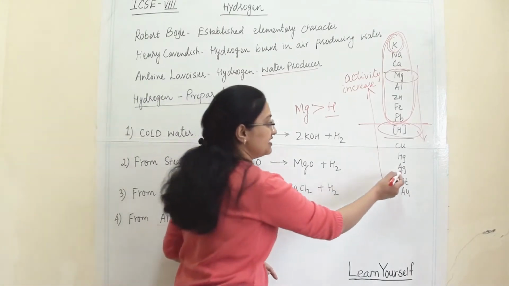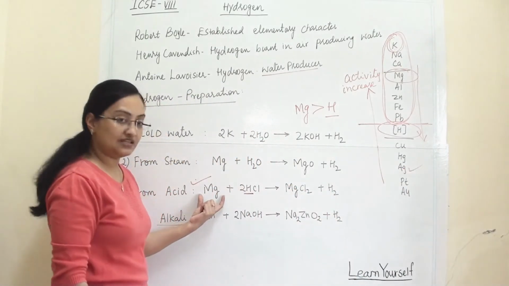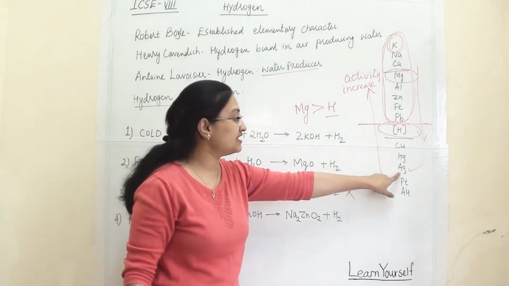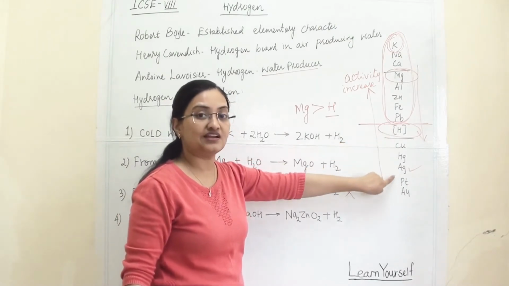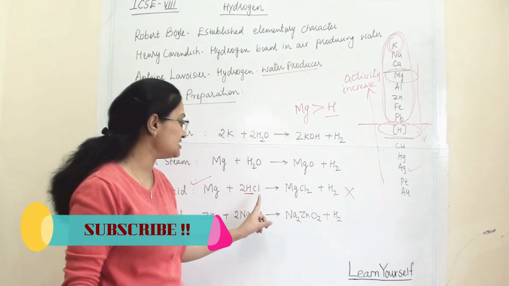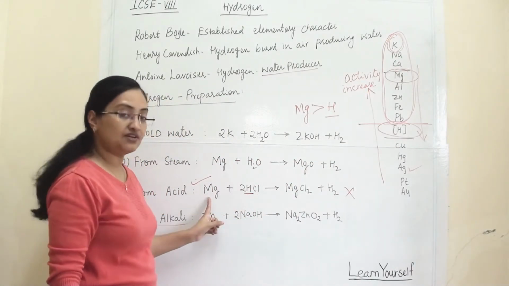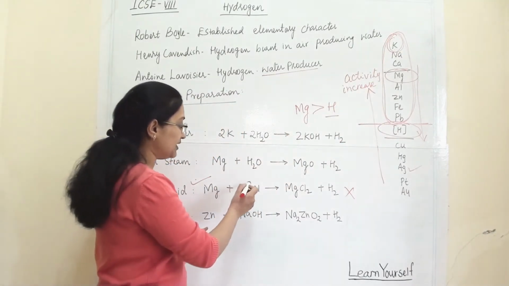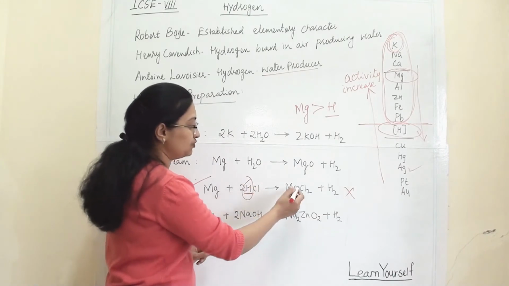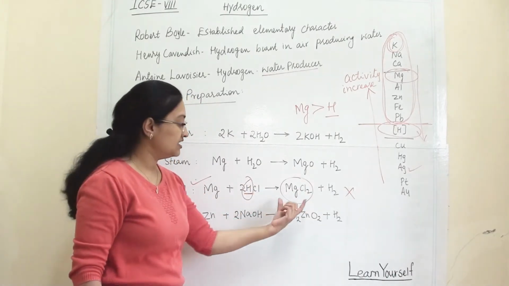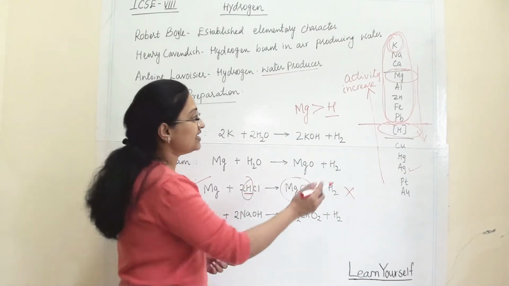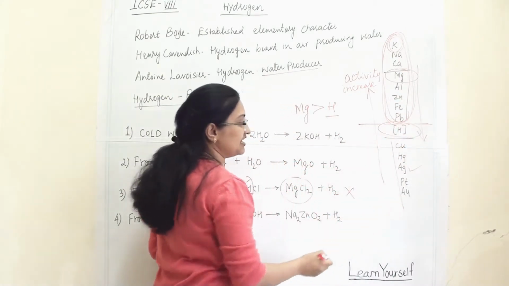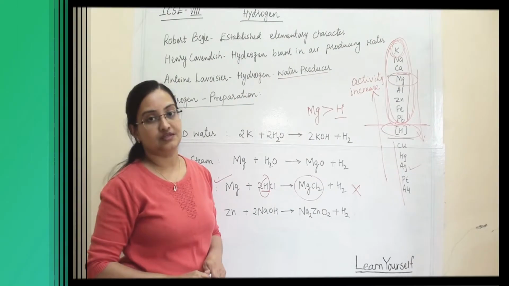If we had taken silver in place of magnesium, this reaction would not have been possible, because silver is less reactive compared to hydrogen and cannot replace hydrogen from this HCl. But here we have taken magnesium, which is more reactive compared to hydrogen, so it has replaced hydrogen from this molecule and become magnesium chloride. This salt can be formed only if the metal is above hydrogen. If any metal below hydrogen is there, this reaction cannot be possible.